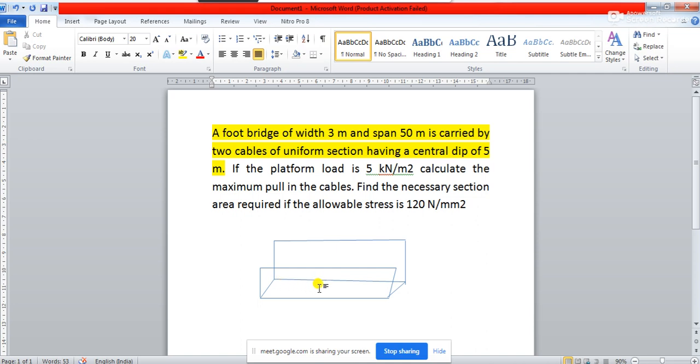Yes, see sir, this is actually the deck. See where, which one is the deck? The deck is this portion. See, this portion is the deck. This horizontal portion is the deck, right?